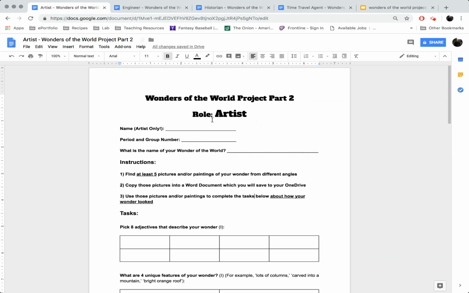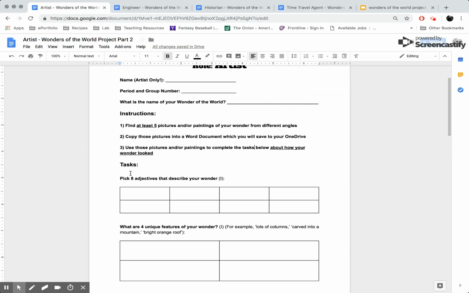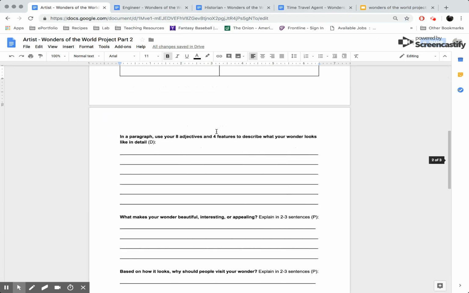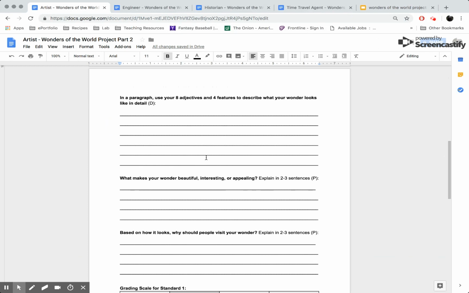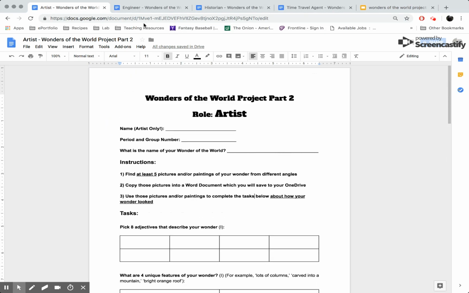So first off, this is the artist worksheet. So you can see here, you need to pick 8 adjectives that describe your wonder, pick some unique features, and then write a description of the wonder. So it's going to look like this. All of the worksheets are front back, so they all should be about the same amount of work.